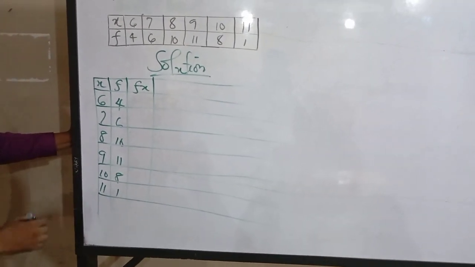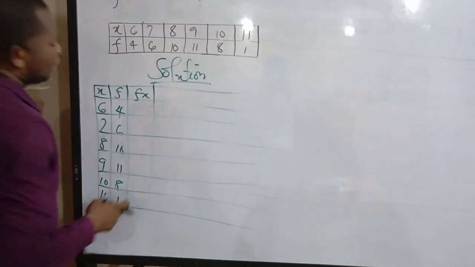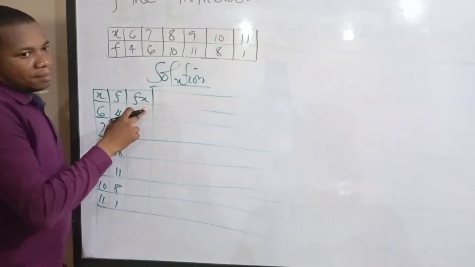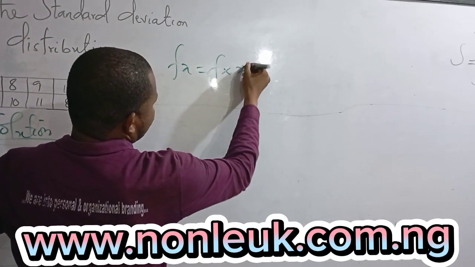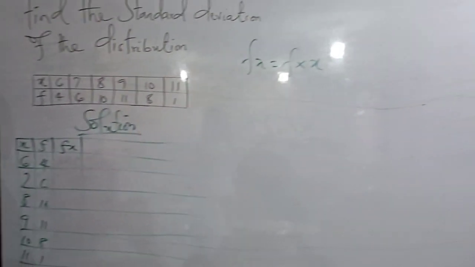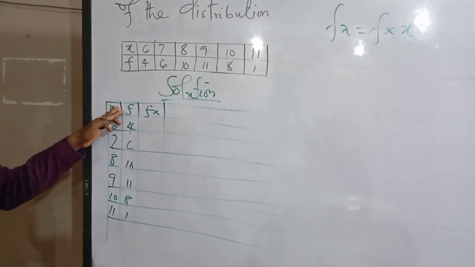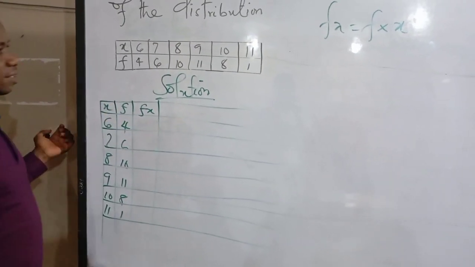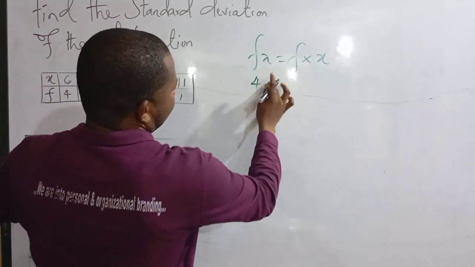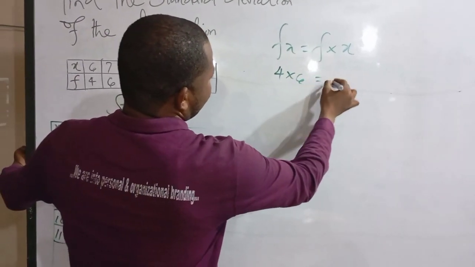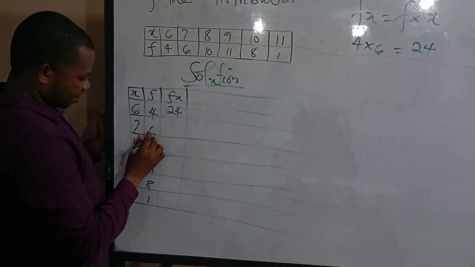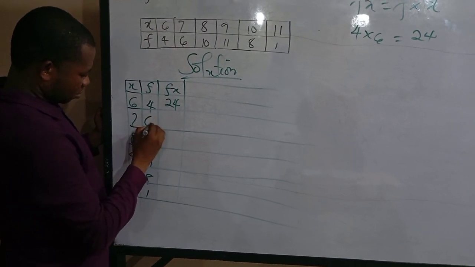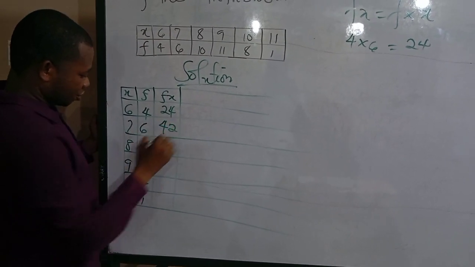Very simple to determine. Now, for me to get my f of x by mathematics, f of x simply means f times x. Which means that if I have my f of x, which means 4 times 6, which will give me what? 24, meaning that this place is 24. 6 times 4, 24. 7 times 6 gives me 42.